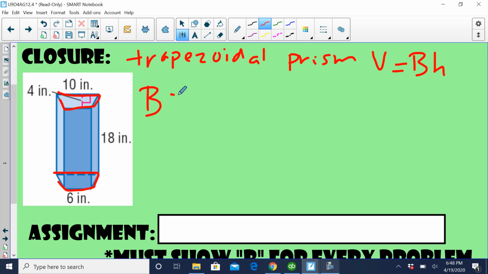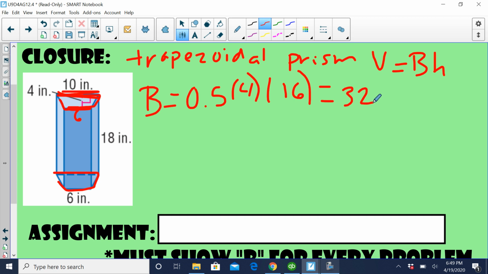So area of the base, how do I find the area of a trapezoid? This is actually going to be on your formula sheet for you. Area of a trapezoid, we go half times the height, and the height of this trapezoid is 4. And then we have to add the bases. So base 1 plus base 2. 10 plus 6, because this base right here would be 6. Remember, the bases on a trapezoid are parallel to each other, kind of like the bases of the prism are parallel to each other. So times 16. When I multiply here, I'm going to end up with 32 as the area of those trapezoids.